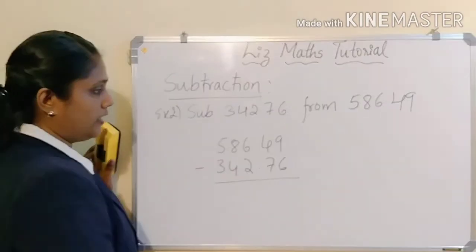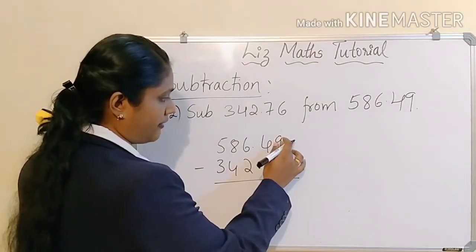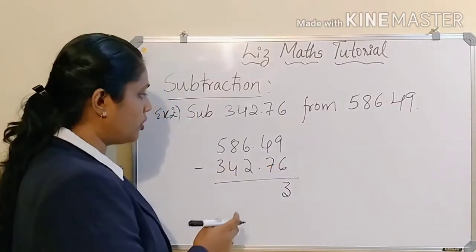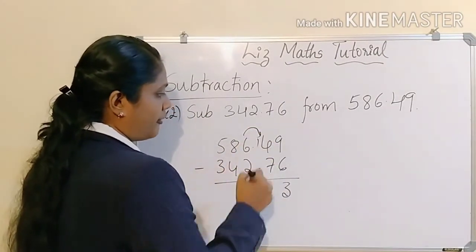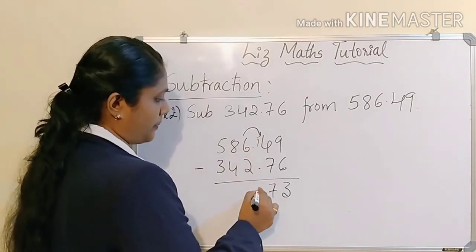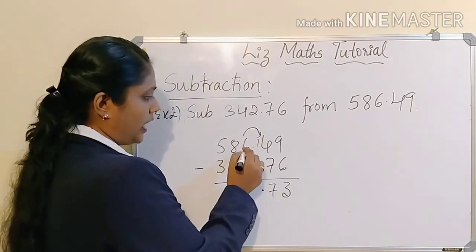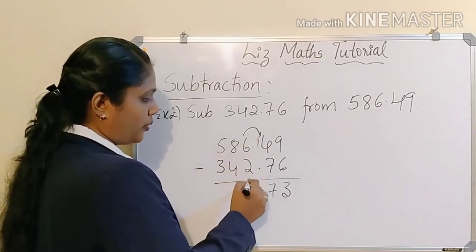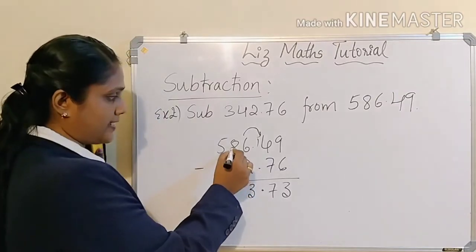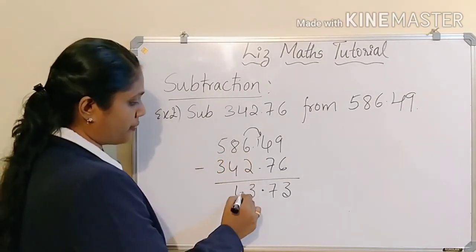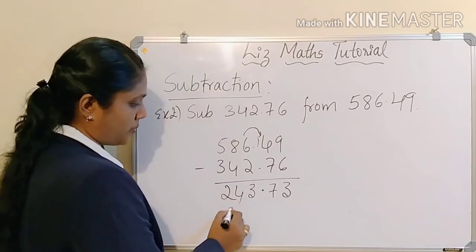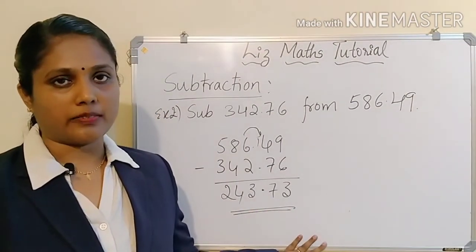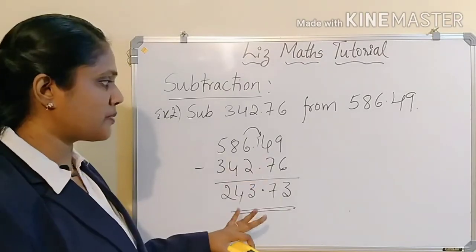342.76. Here 9 from 9, 6 goes, 3 remaining. Here from 4, 7 it will not go. So carry 1 to here, 14, 14 minus 7 goes, 7 remaining. Put the point here. Now you are remaining only 5. 1 you have taken that side. For 5, 2 goes 3. Next here 8, 8, 4 goes 4. Then 5, 3 goes 2. So what's the answer? 243.73. Hope you understood. Very easy subtraction.